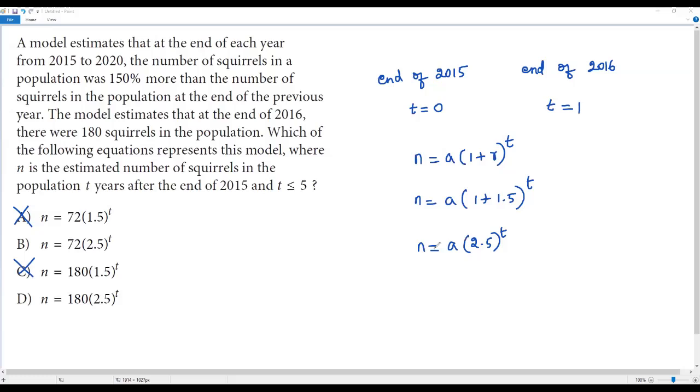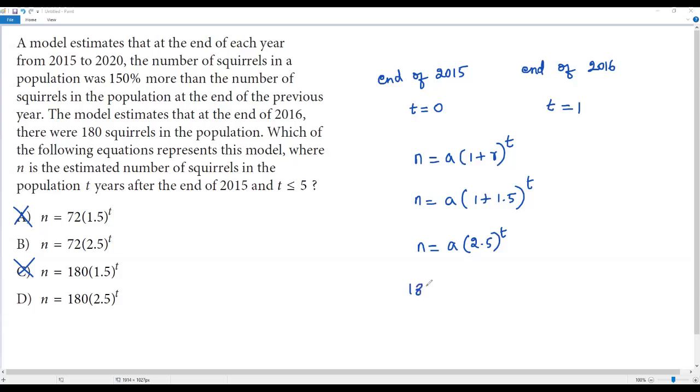For that, we have to plug in the values for n and t. Here n represents the estimated number of squirrels after t years. And there is information in the question: at the end of 2016, there were 180 squirrels. That is n is equal to 180 for the end of 2016. What is the value of t for the end of 2016? It is just 1. So when I plug in t equal to 1, that represents the end of 2016. In that case, the value of n is 180 according to the question.